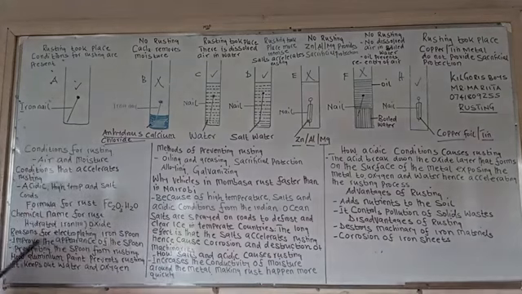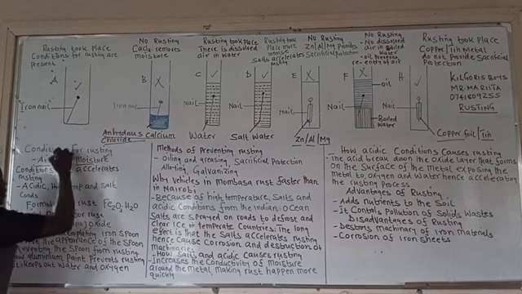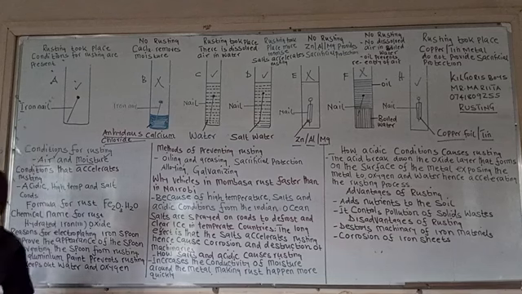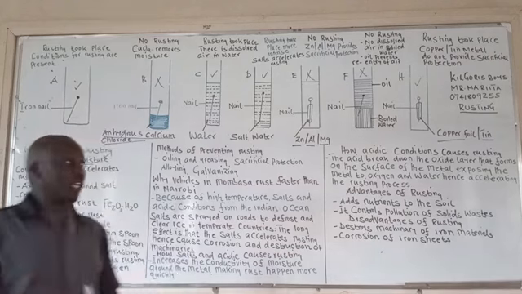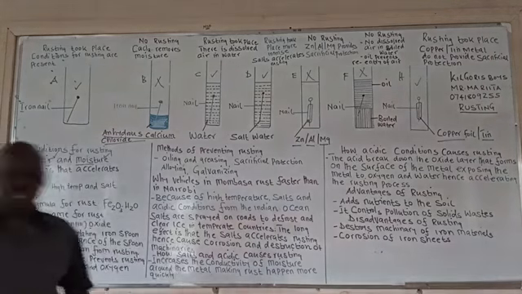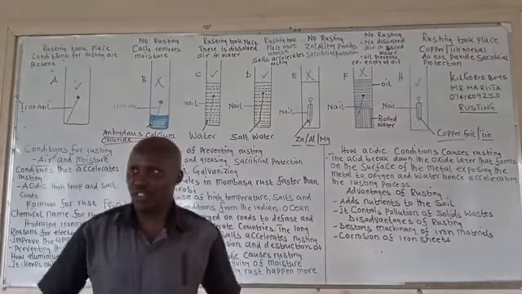Conditions for rusting: one, we have air and moisture. So these are the conditions for rusting. We also have those conditions that make rusting take place more intensely. What are those conditions? We have the acidic condition.